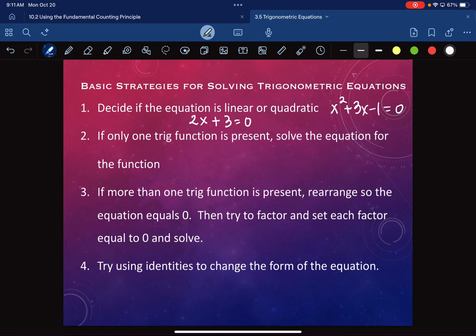And the factoring that we're going to try and do is to isolate the sine and the cosine from one another. Right? We're going to try and separate them in some way. That's the third option. And then the fourth one is to try to change the way it looks with identities.